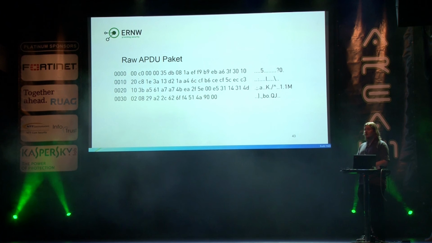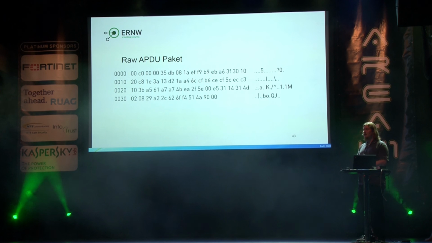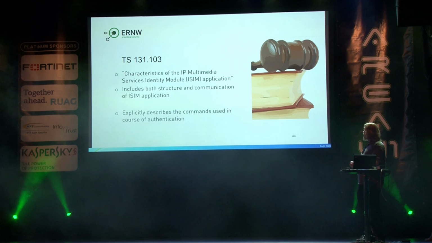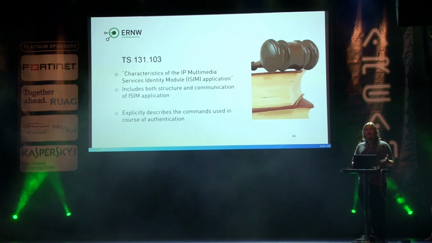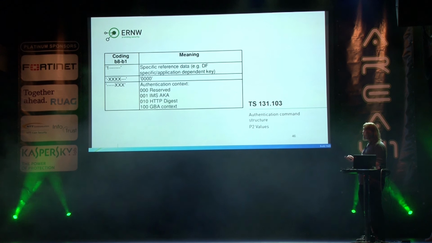We selected this packet because it came at the same time as the register. Simple approach: see when the communication happens and go in. Luckily, TS 131 100 actually tells us what the communication between the phone and the SIM card looks like. So we start decoding it. We've got a command class, an instruction, parameters, and a little bit of information on the bytes in there.